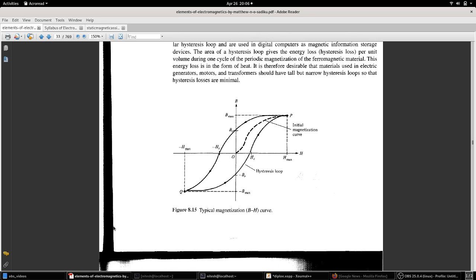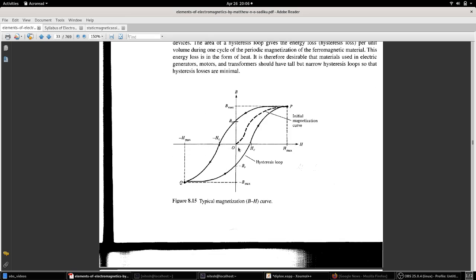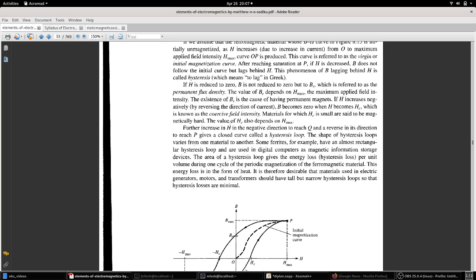So here what they are saying is, let's assume that it's an unmagnetized material, and you apply a small field and you keep on increasing that field. It's not a linear curve that you see, right? Then it saturates at a particular point. That's your maximum H. Now if you take away the H, you decrease the field to 0, the B does not become equal to 0, it just goes to BR. BR is your permanent magnetic flux density.